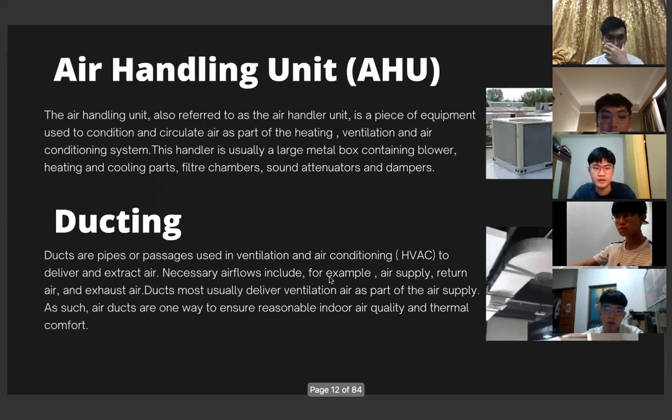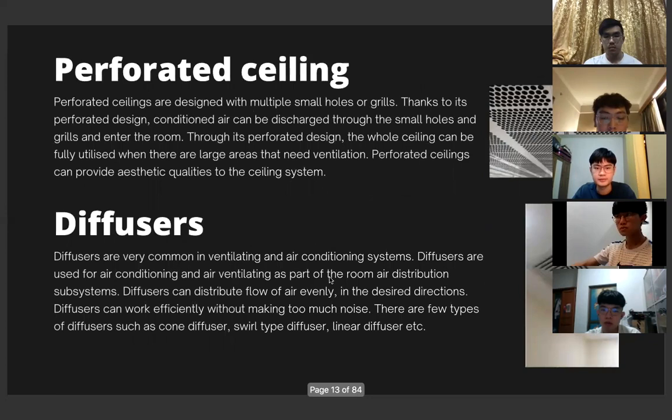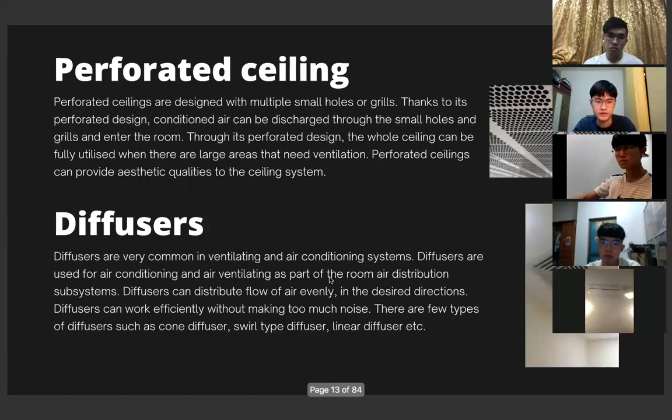Air handling unit. The air handling unit, also referred to as the air handler unit, is a piece of equipment used to condition and circulate air as part of the heating, ventilation, and air conditioning system. Next is ducting. Ducts are pipes or passages used in ventilation and air conditioning to deliver and extract air. Next. Perforated ceilings and diffusers: thanks to their perforated design, conditioned air can be discharged through the small holes and grills and enter the room.